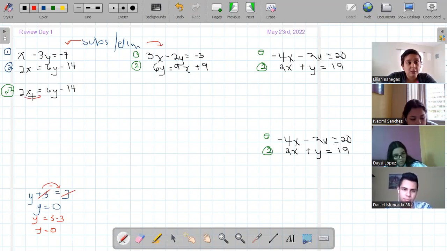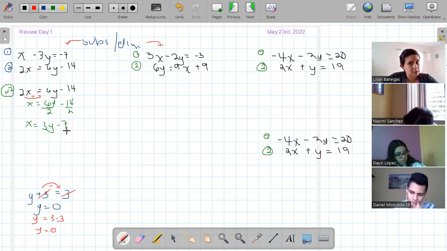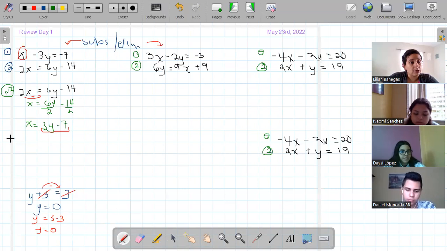So it's supposed to pass to the other side, dividing. Since we have more than one term on the right side, we are going to pass the 2, dividing every single term, okay? So we're going to have x is equal to 6y divided by 2 minus 14 divided by 2. How much is 6 divided by 2? 3. So 3y. How much is negative 14 divided by 2? Negative 7. Very good. And we simplified and we left the variable x completely alone on one side. Now this, we are going to substitute. What x is equal to, we are going to substitute in the x of the first equation. So instead of x, I'm writing what I just found, 3y minus 7.